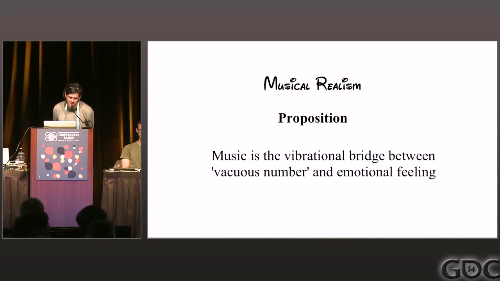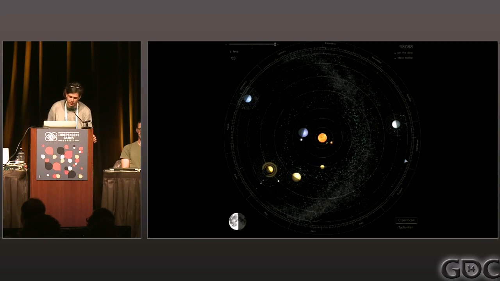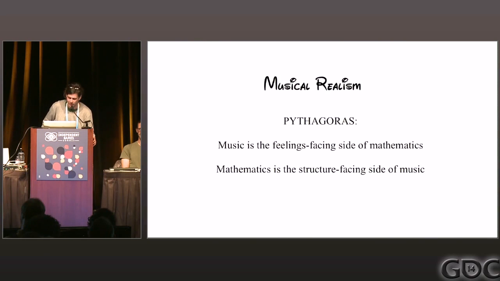So, proposition. Music is the vibrational bridge between vacuous number and emotional feeling. So back to the Pythagorean idea that music and mathematics are the same thing. Mathematics, there's these ideas of number, but they don't have vibrations on their own. But music's just the same thing, put in a vibrational space. So of course everything is vibrating: gravity, and so on.